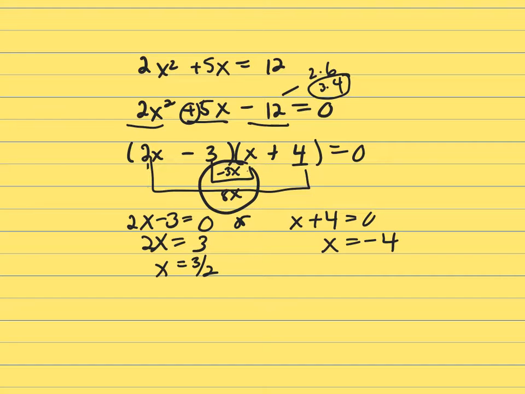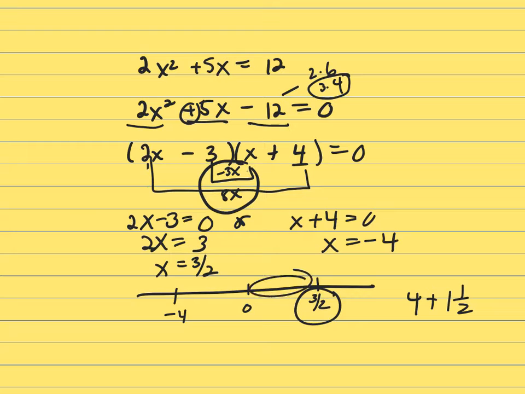So how much larger? You can think about how far apart they are. You've got a negative 4 down here. Here's a 0, and here's 3 halves. So this one is 4 plus 1.5 larger, because you got 1.5 here and 4 there. So that's 5.5. And I look for my answers, and I don't have a 5.5.